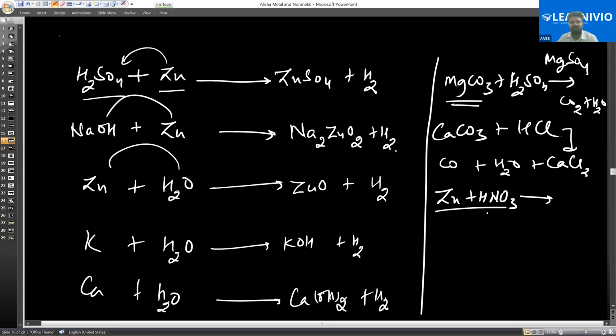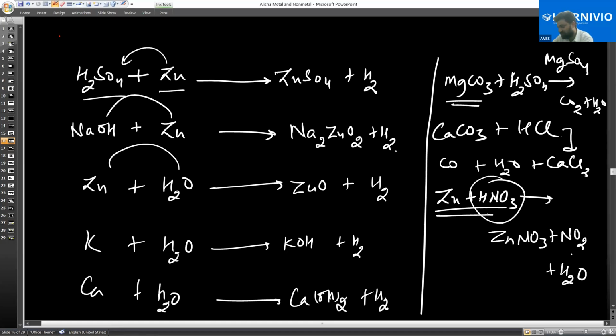Here is a special case: HNO3 does not react with metals to give hydrogen gas. It gives hydrogen gas only with magnesium and manganese. So if you think it will give you salt plus hydrogen gas, it is not so. Zinc with it will give you zinc nitrate plus NO2 plus H2O. So please write down these reactions, and after that do it fast.